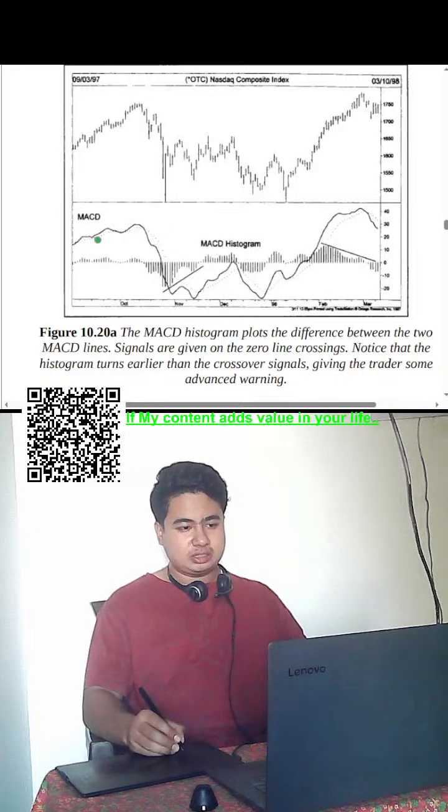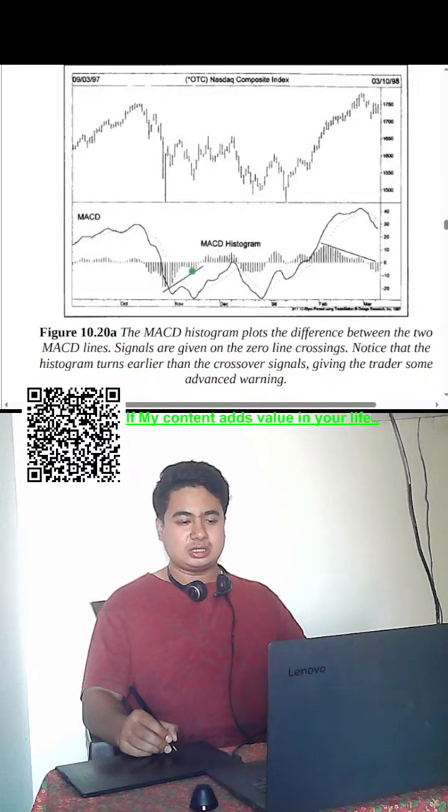Okay, so basically, yes, I was talking about the MACD line, right? So there are two types of MACD line, the faster one and the slower one. So MACD histogram is just telling us the difference between these two. And looking at this, it is giving the earlier warning. So there is this zero line, above which you can say that the uptrend is going on, below which you can say okay the downtrend is going on.